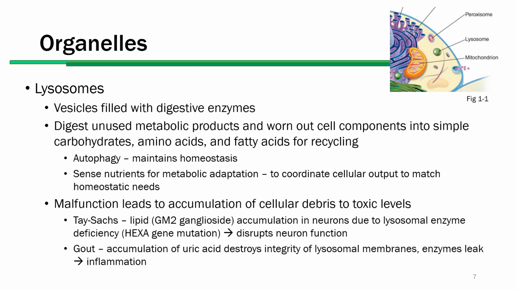Another is gout. With gout, there's an accumulation of uric acid, and that uric acid accumulation in the lysosomes destroys the integrity of the membranes, and the enzymes leak out. Here's our lysosome; we should keep our digestive enzymes inside there to break things down. But if the enzymes leak out, that's going to cause inflammation in the rest of the cell. So it's going to get inflamed and it's going to be painful, because those enzymes should stay in the lysosome and take care of things, but the uric acid is destroying it.